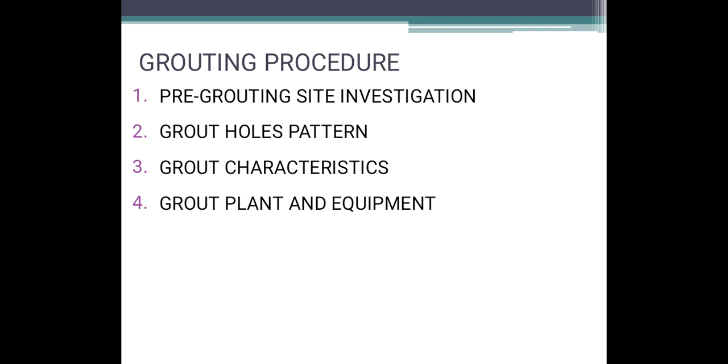Second is grout holes pattern, which involves deciding the hole diameter and the spacing and the pattern. So that involves the grout holes pattern. Grout characteristics: based on the soil type and soil permeability, we have to select the different grout materials. So grout characteristics also play a very important role. Then we have grout plant and equipment.